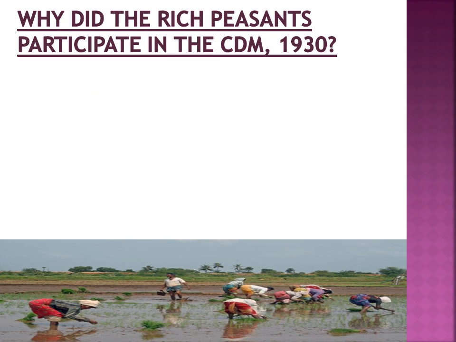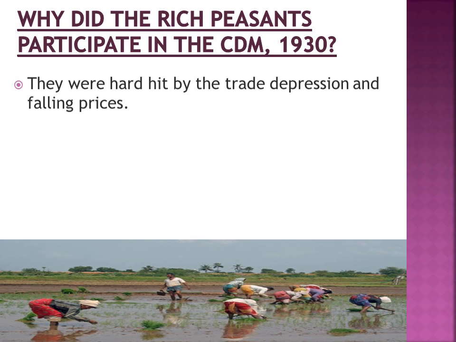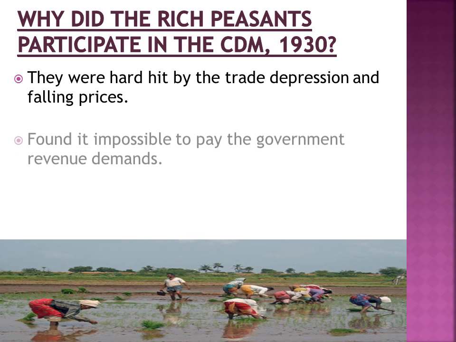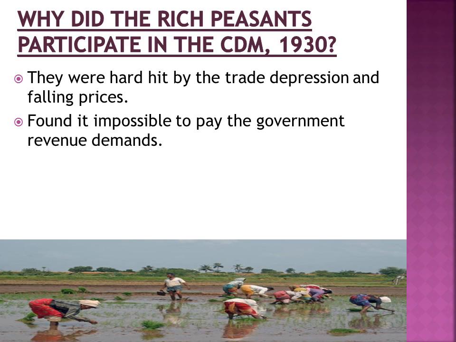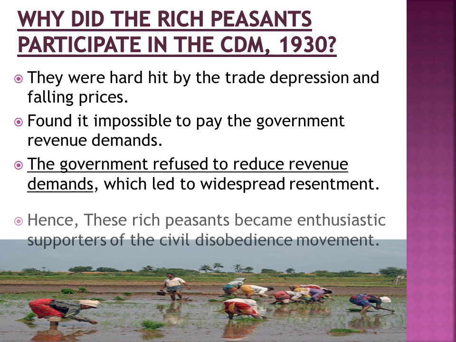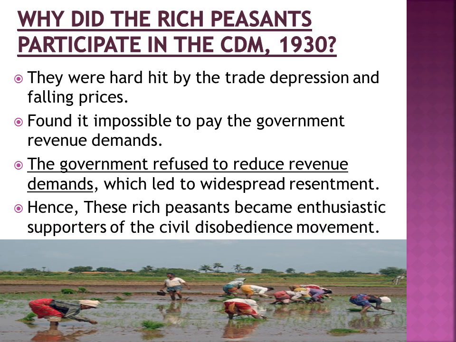Now, why did the rich peasants participate in the civil disobedience movement of 1930? We've already studied that due to the Great Economic Depression of 1929, agricultural prices were falling, and as a result, the income of farmers, peasants reduced. So they were not able to pay the revenue to the government, and they wanted government to reduce the revenue demand. But the government was reluctant to do so. As a result, the peasants got very angry and the rich peasants became enthusiastic supporters of the civil disobedience movement.